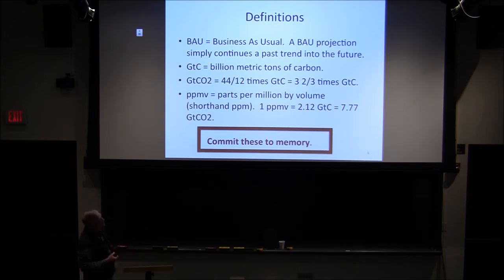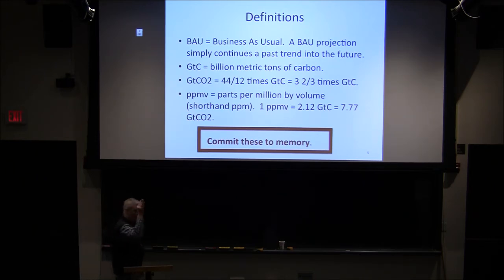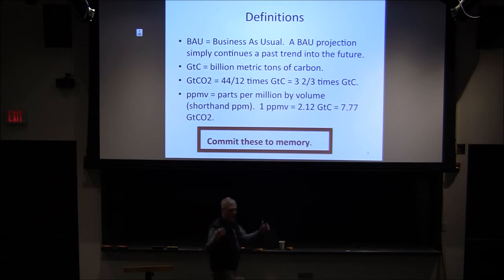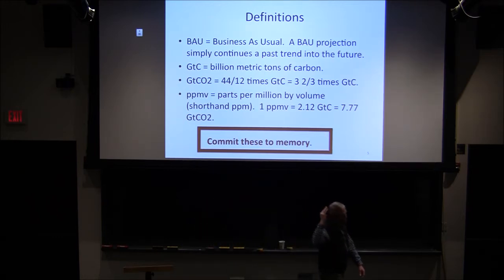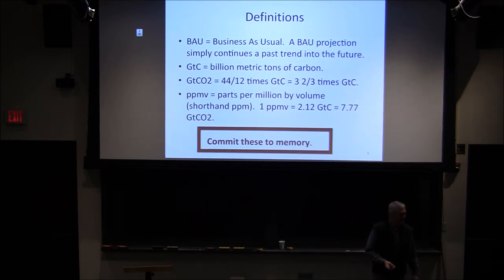And a part per million in the atmosphere, you may know that we have 400 parts per million in the atmosphere, 1 part per million. You can remember these in round numbers. It's going to be good enough for the purposes of this course, because you might remember them for your whole life. 1 part per million in the atmosphere is 2 gigatons of carbon, is 8 gigatons of CO2. So just remember 1, 2, and 8. So when somebody's talking about parts per million, that's 2 gigatons of carbon, and that's 8 gigatons of CO2.